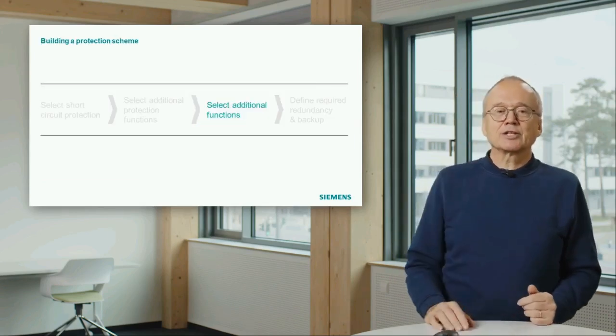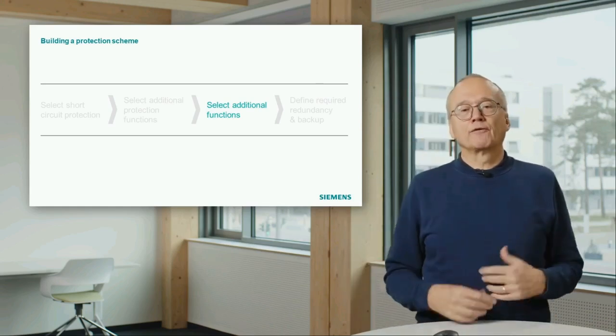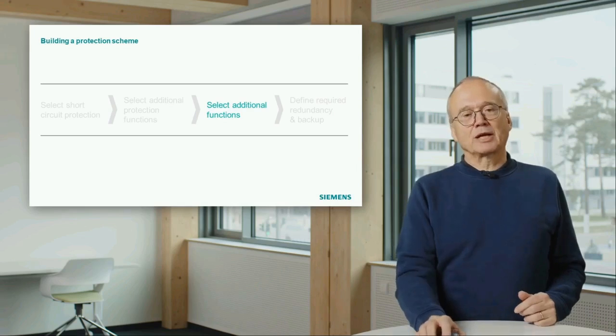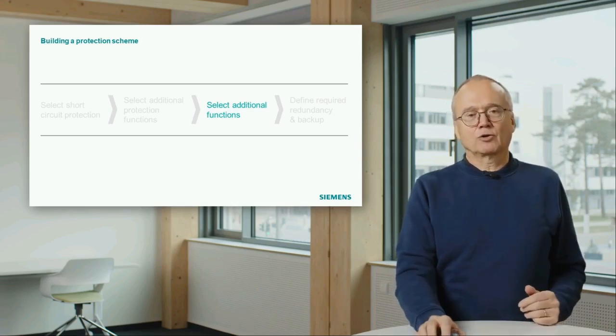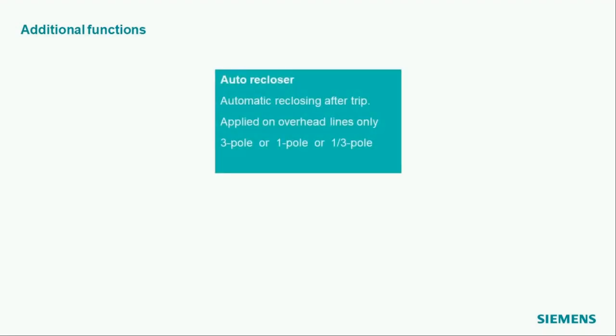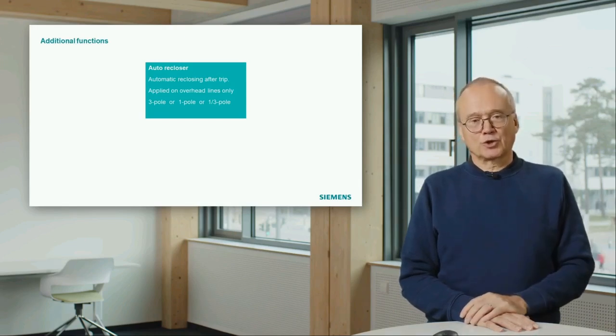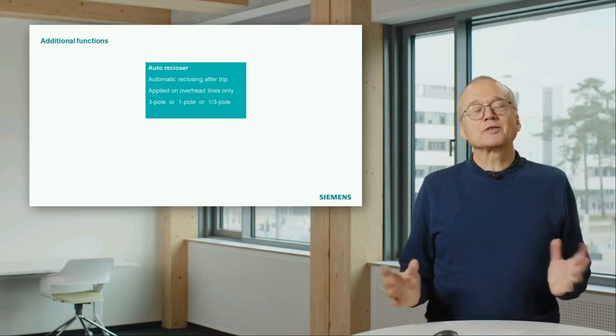And then in addition to that, we have a number of other functions which are not really protection functions, but which are also typically part of a protection scheme. The first one I would like to mention is the auto-recloser. What is the auto-recloser? The auto-recloser is a function which automatically recloses the breaker after it has been tripped for a short circuit. Why does that make sense?